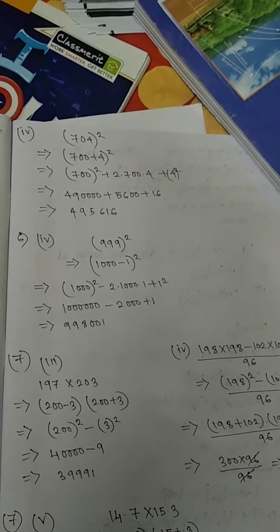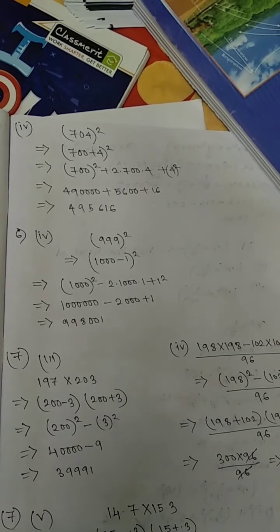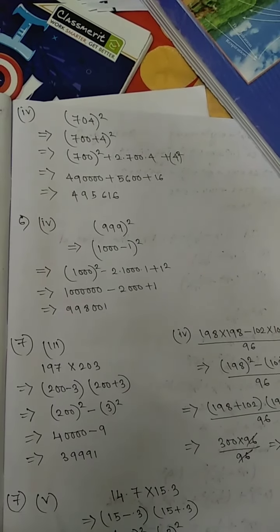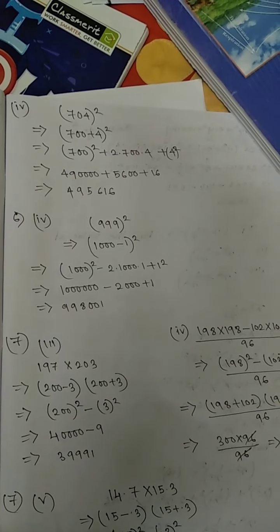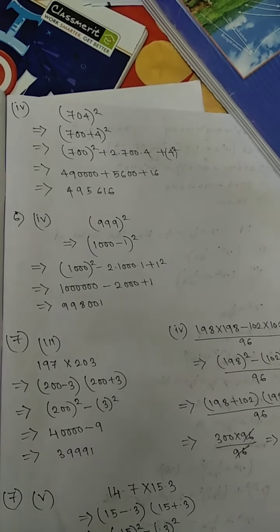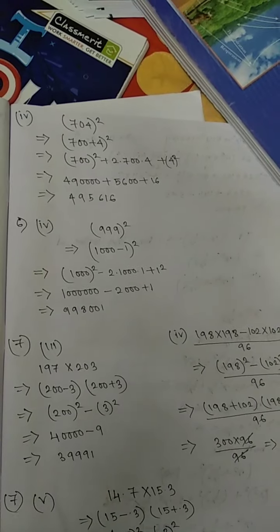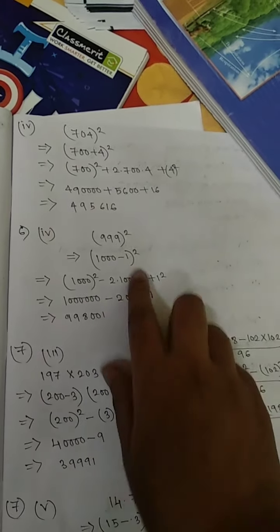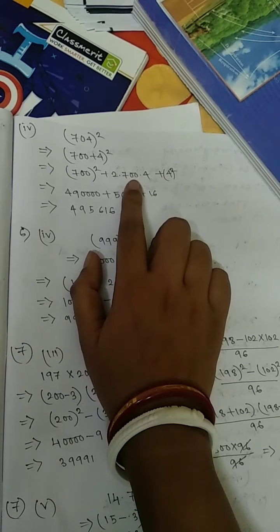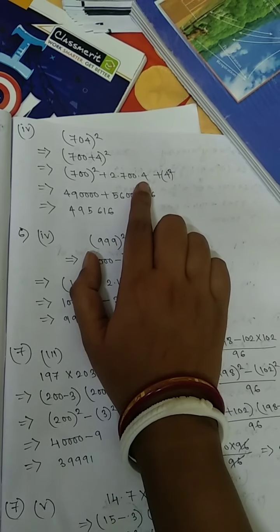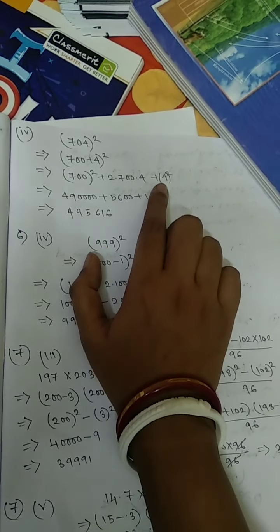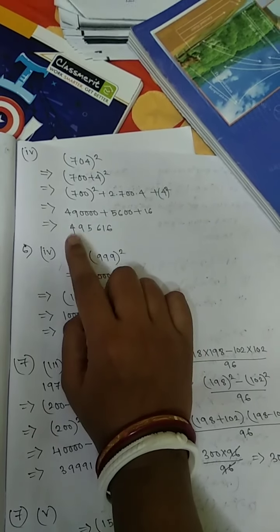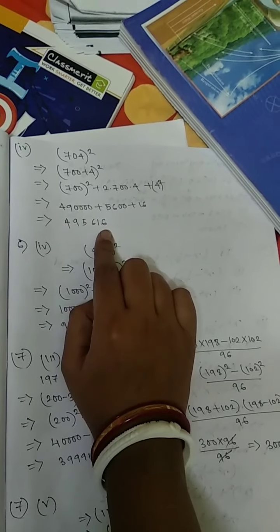Similarly see sum number 4: 704 whole square. Here also you can write it like (700 + 4) whole square. Now finding the square of 700 will be more easy. So it will be 490000, and 2ab: here 2 will be 2, a is 700 and 4 is our b. And again b square means 4 square, so it will be 16. So the answer will be 495616.